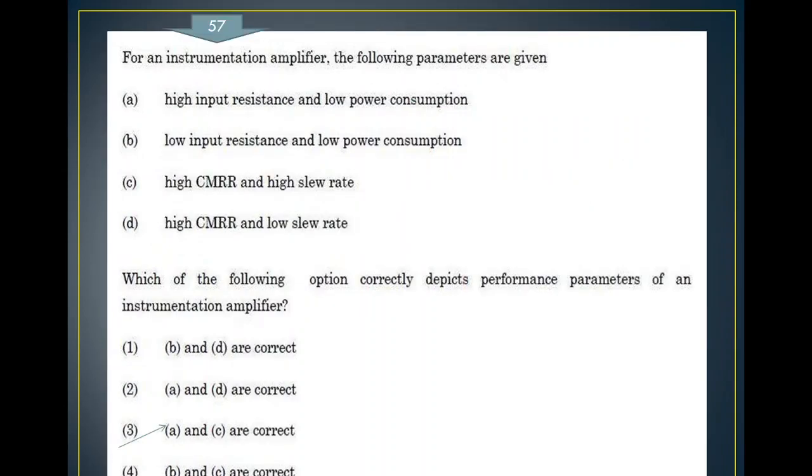For an instrumentation amplifier, the following parameters are given. A. High input impedance and low power consumption. B. Low input resistance and low power consumption. C. High CMRR, common mode rejection ratio, and high slew rate. And D. High CMRR and low slew rate. Which of the following options correctly depicts performance parameters of an instrumentation amplifier?